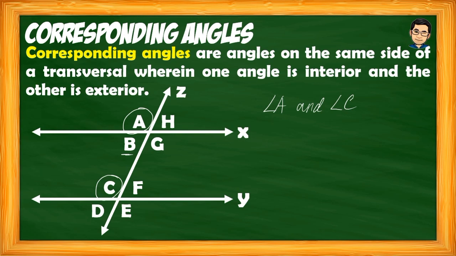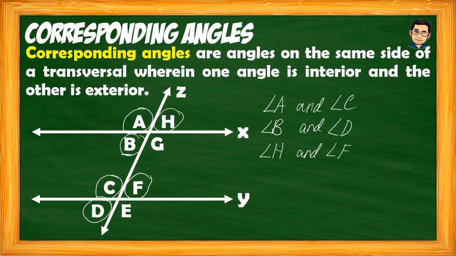What else? Angle B and angle D. So, ano yung nasa gitna nila? Angle C. So, angle B and angle D are corresponding angles. So, nasa left side ng transversal tayo. So, sa right side ng transversal naman, we have angle H and angle F. So, yung nasa gitna po ng angle H and angle F is angle G.